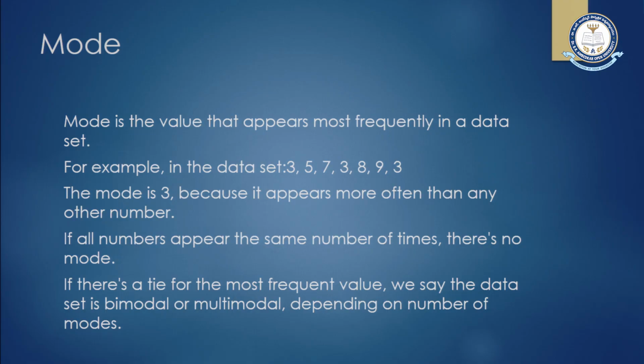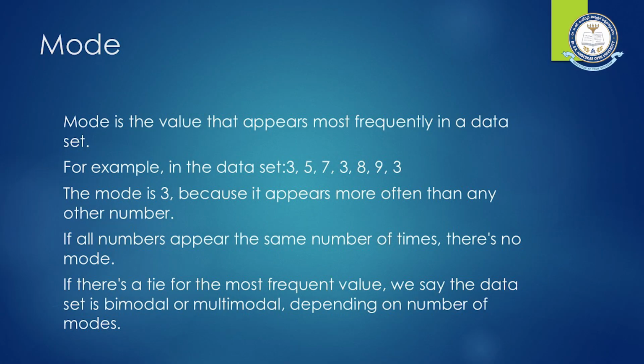Mode is the value that appears most frequently in a data set. The most frequently occurring value is called the mode. For example, in the data set 3, 5, 7, 3, 8, 9, 3, the value 3 is repeated 3 times, and all the other values are repeated only 1 time. Hence, the mode of the distribution is 3. The mode is 3 because it appears more often than any other number.